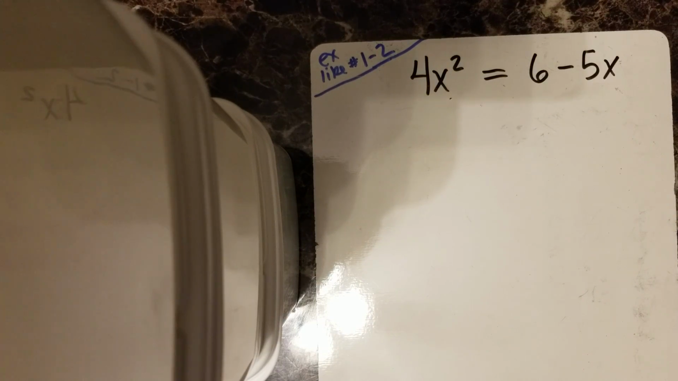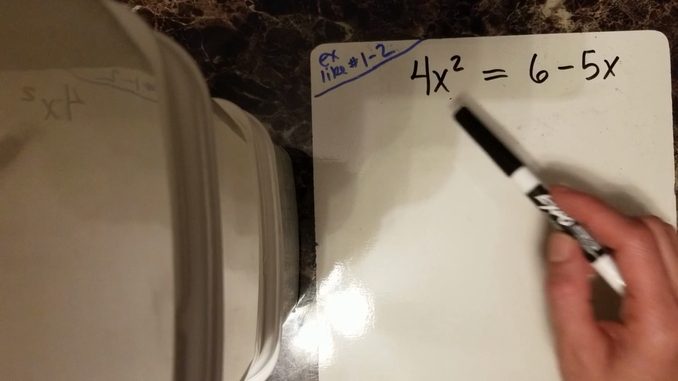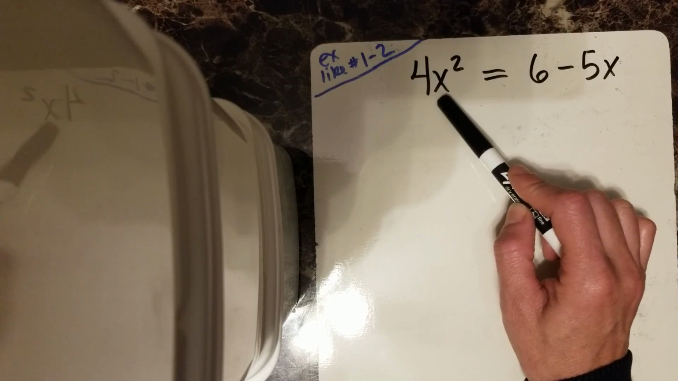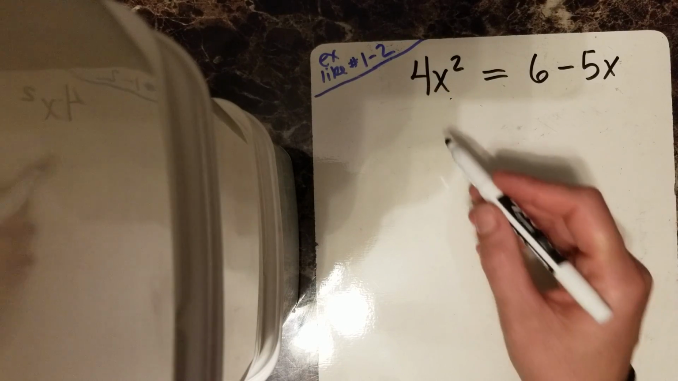Okay, so here I have a quadratic equation. It's like a number 1 and 2 on your classwork. So before I can solve it, I have to make either side of the equation equal to 0. I like to keep my x squared positive, otherwise I have to factor out a negative. If it's already positive, I'm just going to keep that one on this side.